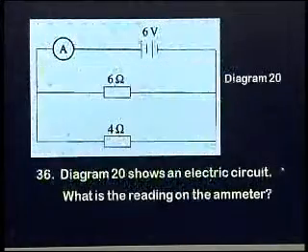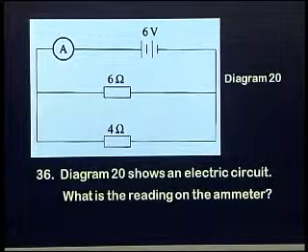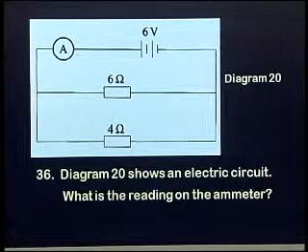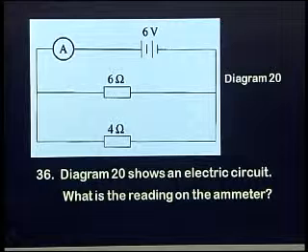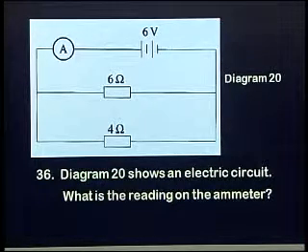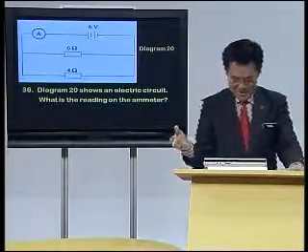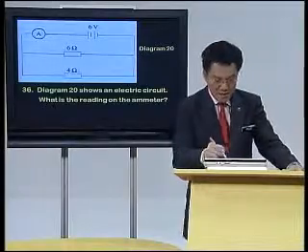Let's take a look at the question. A very simple question, very short and sweet. Number 36. Diagram 20 shows an electric circuit. What is the reading on the ammeter? Is that all? Yeah, that's it. What is the reading on the ammeter?